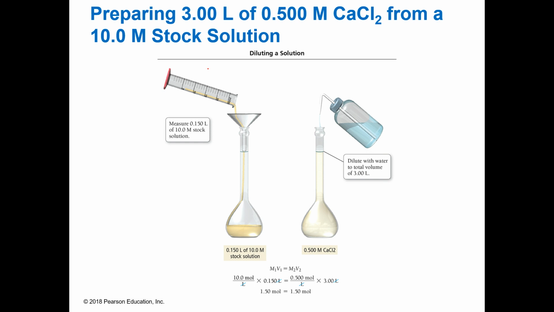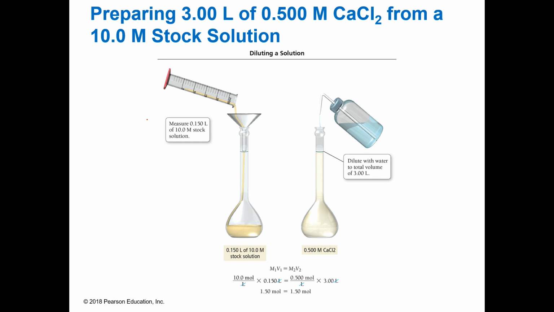So for example, I want to prepare 3 liters of a 0.5 molar calcium chloride solution. But I'm starting with a 10 molar calcium chloride solution. The stock solution is your more concentrated solution. So I want to figure out how much of that 10 molar stock solution I need to add, or how much water I need to add in order to get to 0.5 molar.